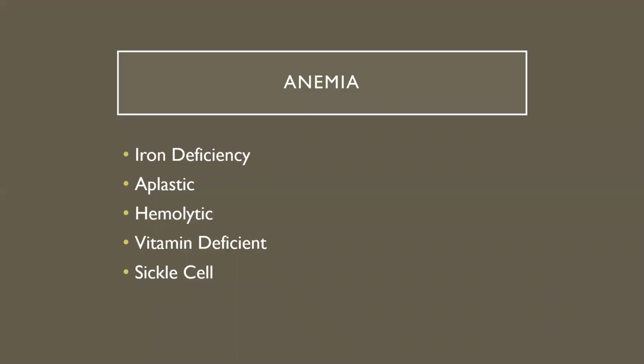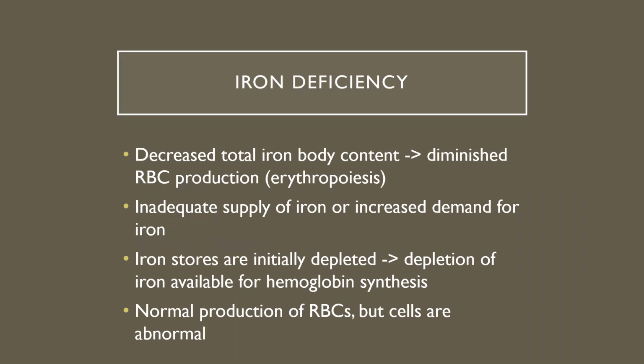So there are multiple different types of anemia. We're really going to focus just on iron deficiency, but it's important for you to be aware of the other types of anemia as well. Iron deficiency is a diminished amount of red blood cell production. There could be maybe an inadequate supply of iron or an increased demand of iron.